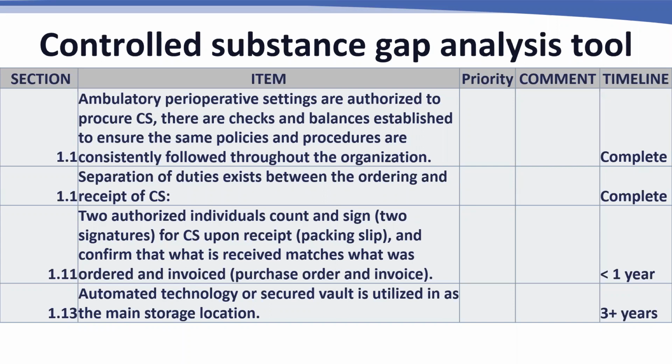Is there segregation of duties? Oh, maybe there's not. The same person ordering right now is receiving. What can I do to extract that information, or who can I pull in to receive? That can always be double checking what was ordered. And how can I get automated technology, and how can I budget for this? Those, I think, are really key principles that you want to think about as you go through your gap analysis.